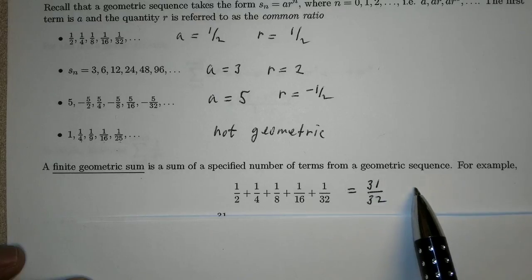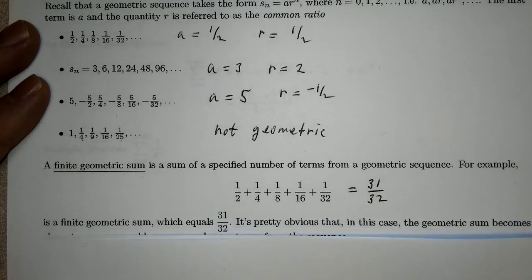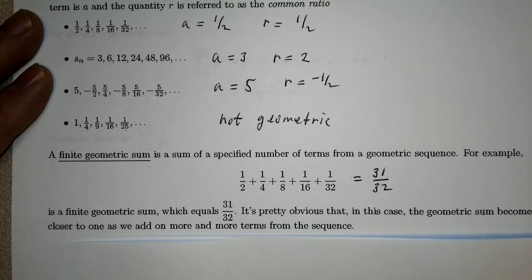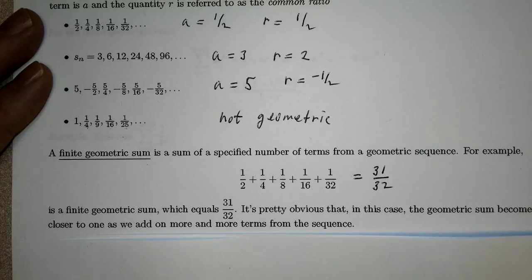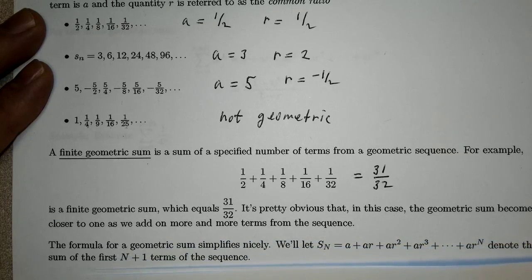If we were to add the next term, which would be 1/64, we could show that the sum is 63/64, and what we're interested in is what happens when we add more and more terms from a geometric sequence. So again, a geometric sum is what you get when you add terms from a geometric sequence.